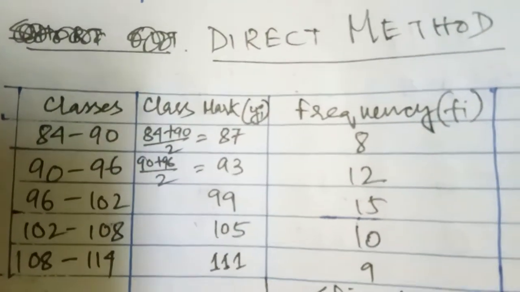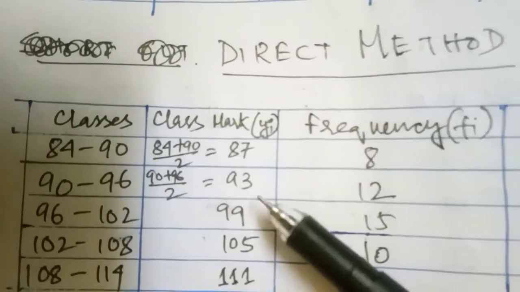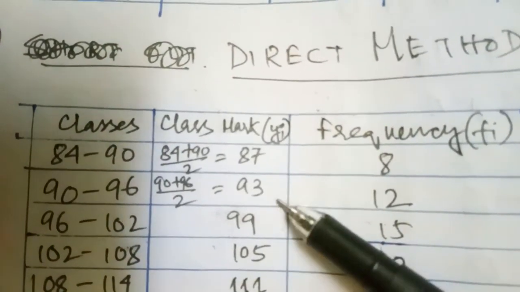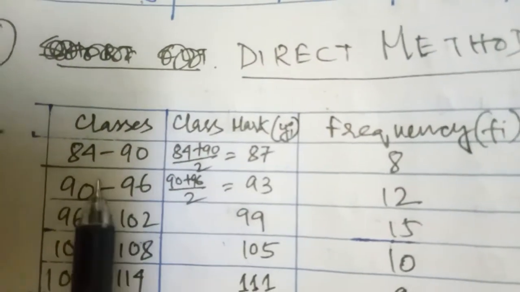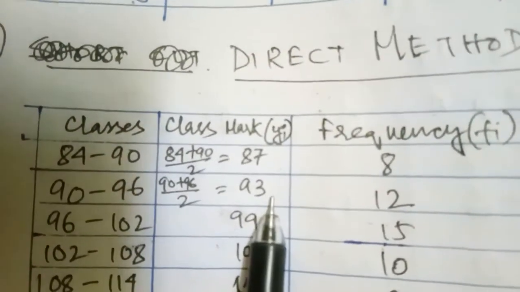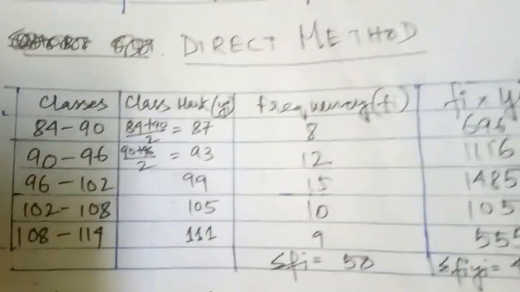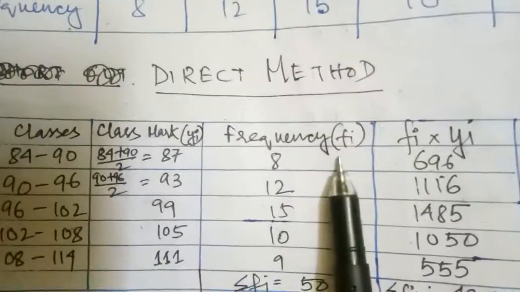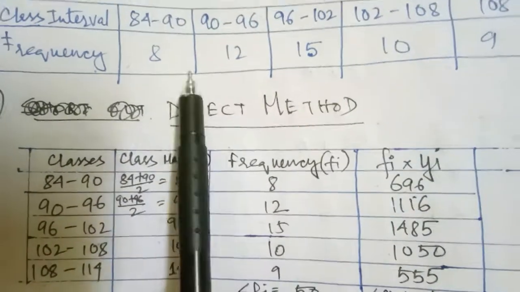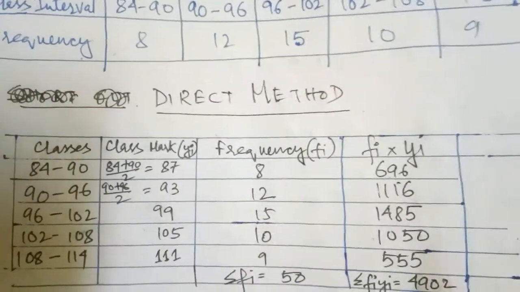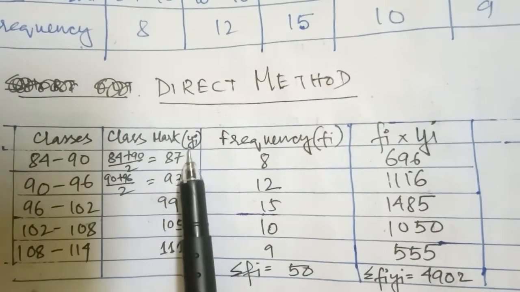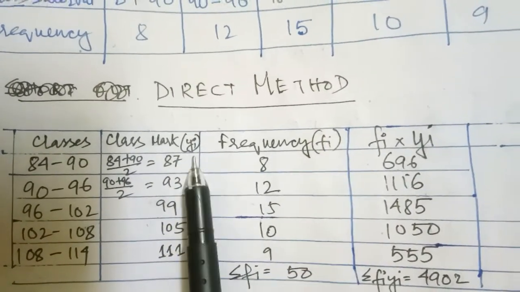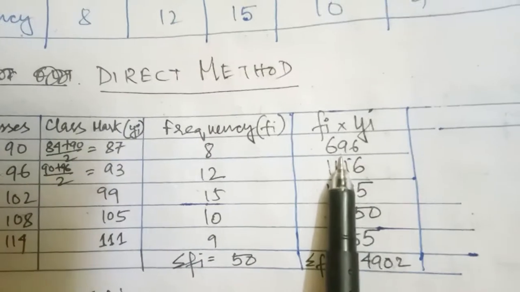Once you get the first value, you add 6, because here the class gap is given as 6. If the gap were 5, you would add 5 over here. Next, the frequency is already given in the question. And now we have to multiply fi and ui. That means the class mark is the ui, so it is fi into ui, and the values come by multiplying all of them.